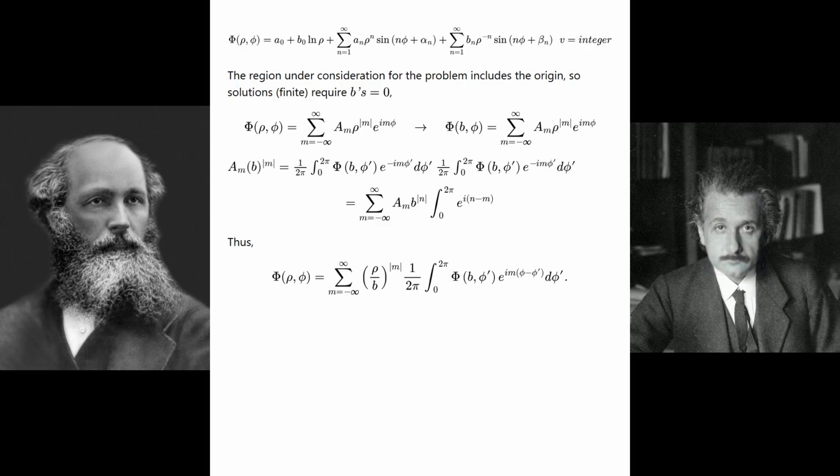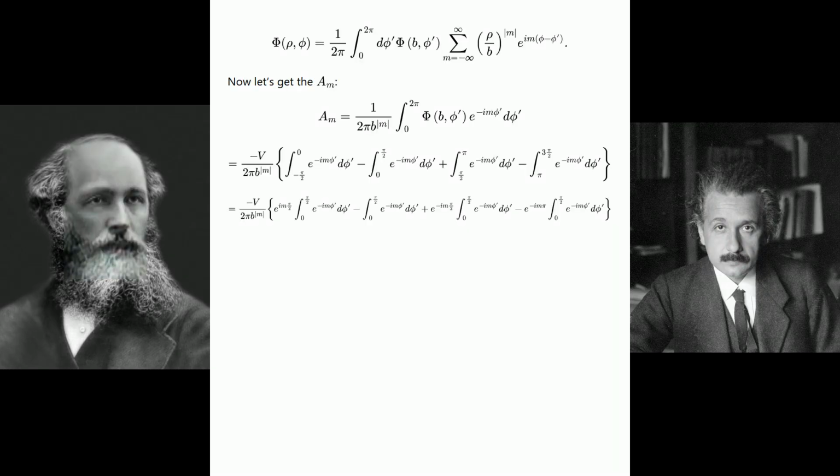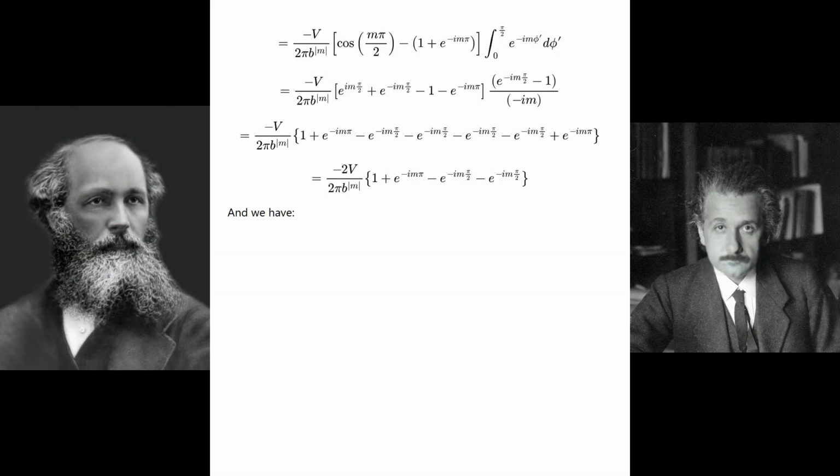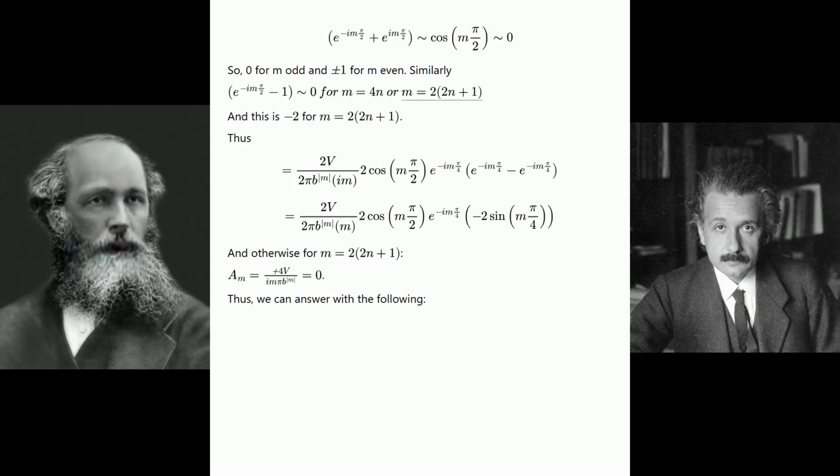A sub m times b raised to the absolute value of m power equals 1 over 2 pi the integral from 0 to 2 pi of phi of b comma phi prime, e raised to the exponent negative i m phi prime, d phi prime. Thus, see the equation. Now let's get the A sub m. See the equation. And we have the equation shown.